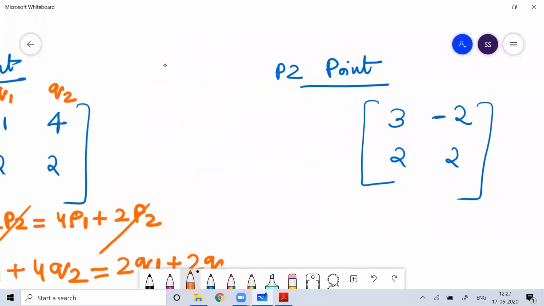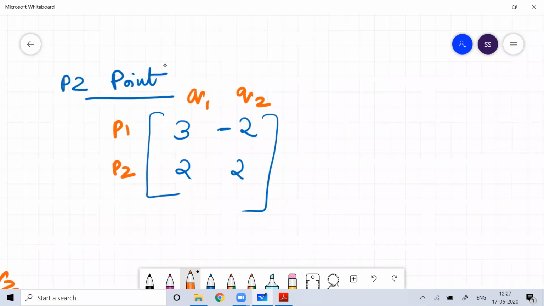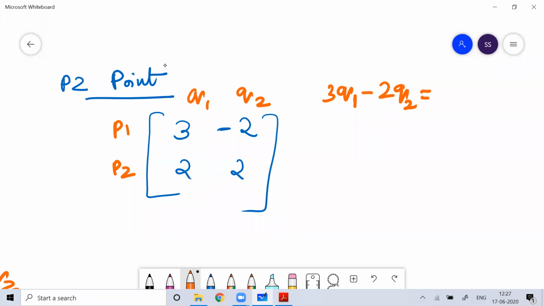Now, if I use this, this is P1, this is P2, this is Q1, this is Q2. If you apply the value of the game here with P1, P2, it will be a problem, so I'll apply Q1, Q2. So 3Q1 minus 2Q2 is equal to 2Q1 plus 2Q2. So you can say Q1 is equal to 4Q2.